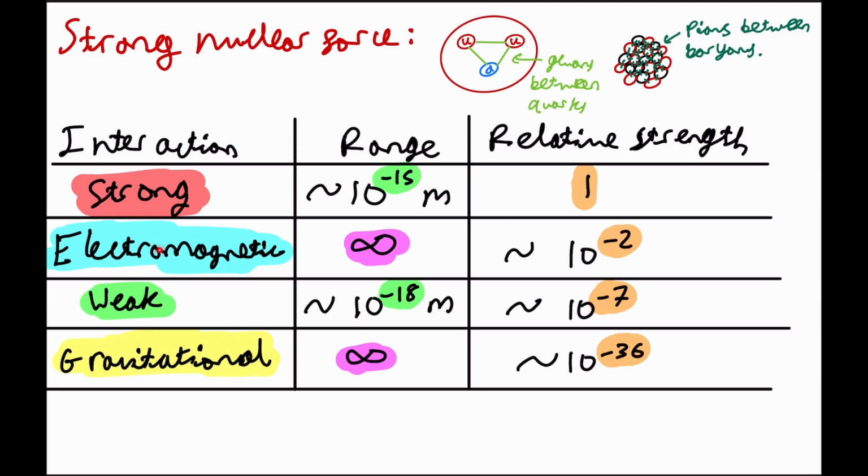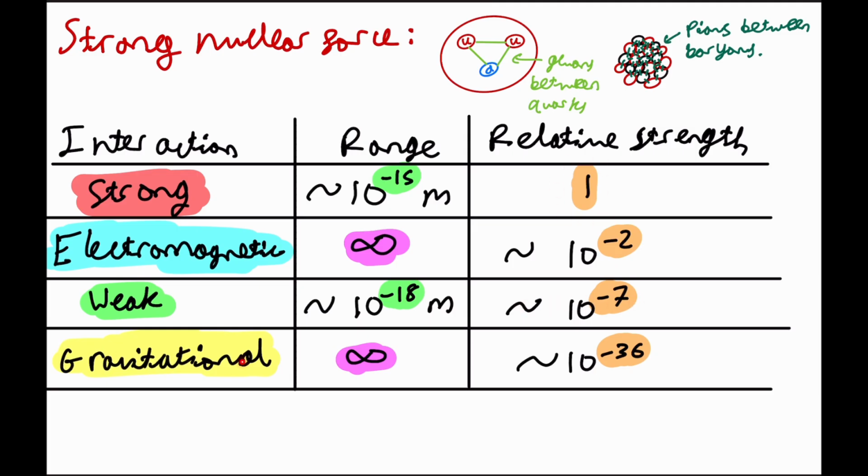And the electromagnetic force, the interaction, has an infinite range because photons can travel an infinite distance, and the relative strength is 10 to the minus 2 compared to the strong nuclear force. And then we have the weak interaction, which has a range even smaller than the strong, which is 10 to the minus 18 meters, which is incredibly tiny. And it has a relative strength of 10 to the minus 7 compared to the strong force, so very weak.